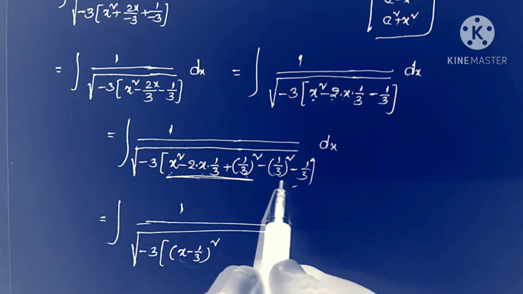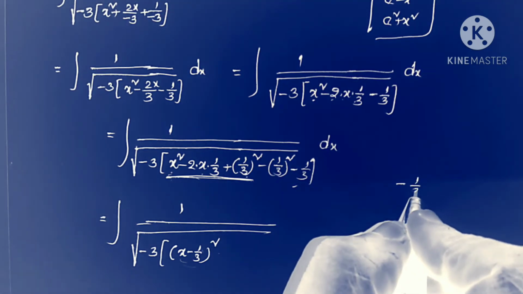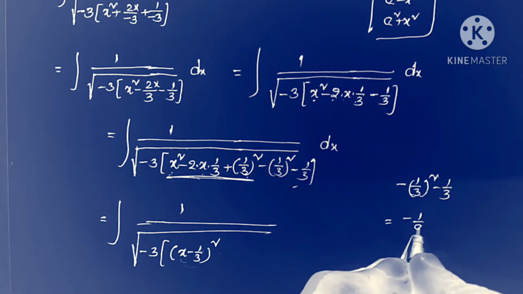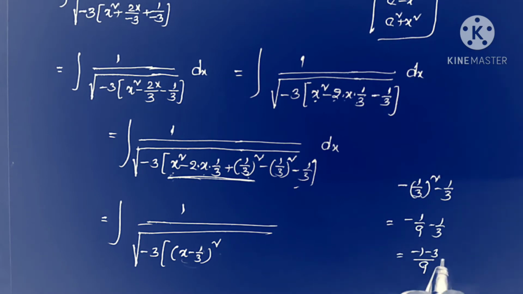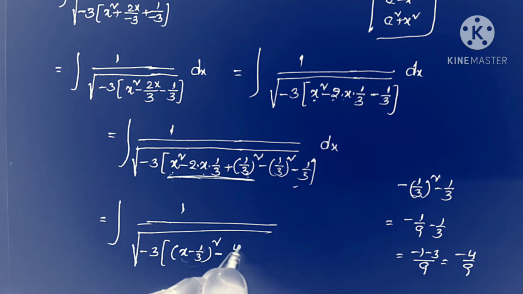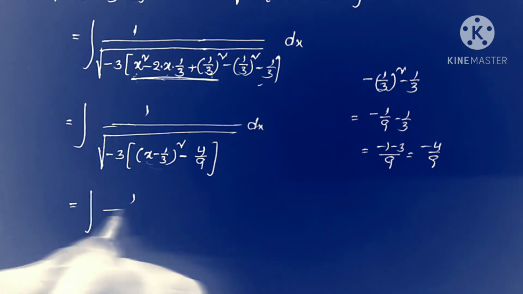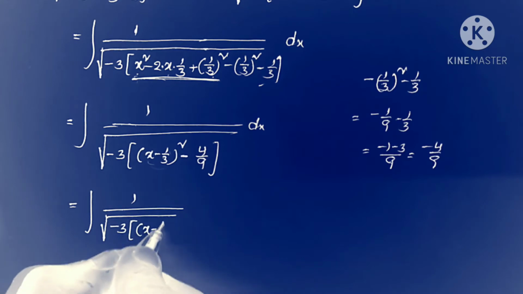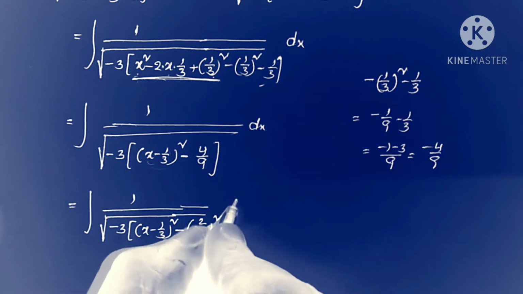Now what are the remaining values? Minus 1 by 3 whole square, minus 1 by 3. Now simplifying these two terms, minus 1 by 3 whole square minus 1 by 3 is equal to minus 1 by 9 minus 1 by 3. Now taking LCM, this is minus 1 minus 3 by 9, which is minus 4 by 9. So at this place we substitute that value, minus 4 by 9 into dx, and this is equal to integral 1 by square root of minus 3 into x minus 1 by 3 whole square minus 4 by 9. 4 by 9 is nothing but 2 by 3 whole square.